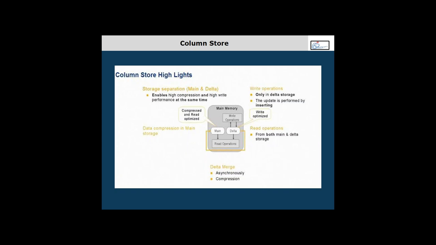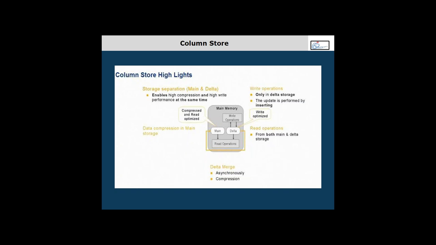So one is considered to be the main table and the other is considered to be what? Delta table. And the main table is a column store mechanism, more optimized for reading. And the delta table is more like a row store mechanism, optimized for writing.